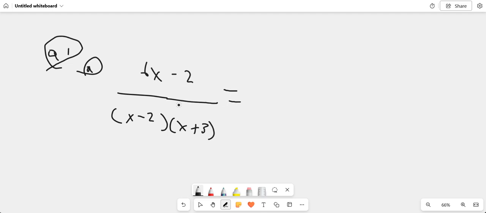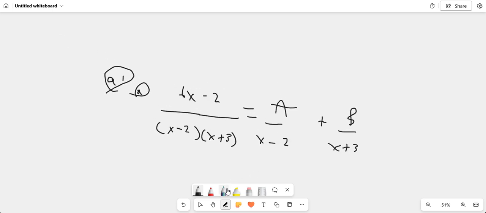Alright, cool. 6x minus 2 over (x minus 2)(x plus 3), yeah. To divide this into partial fractions, you write A over the first thing, so over x minus 2, and it actually tells you to do it in the question, I think. Maybe not. And then plus, always plus, and then B over the second bracket, so x plus 3.